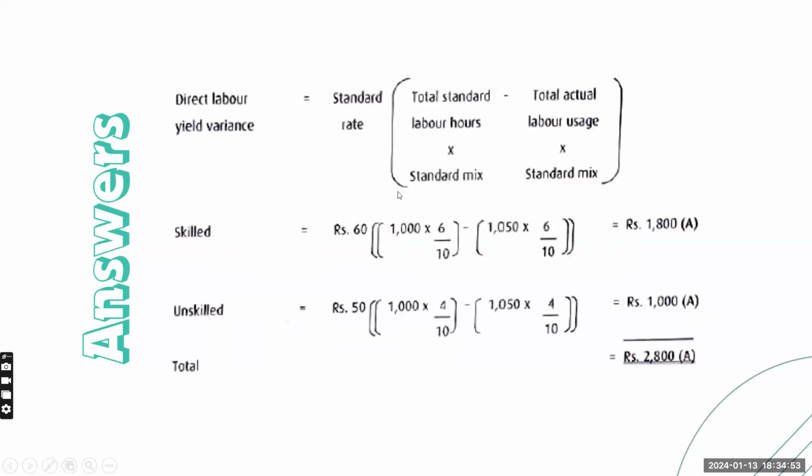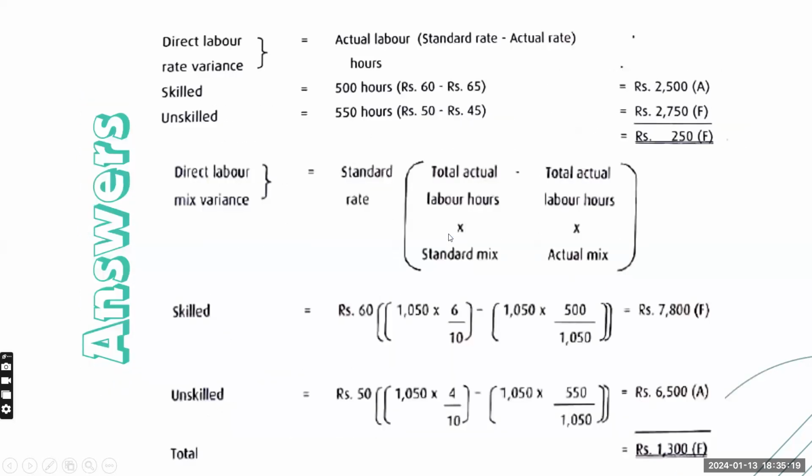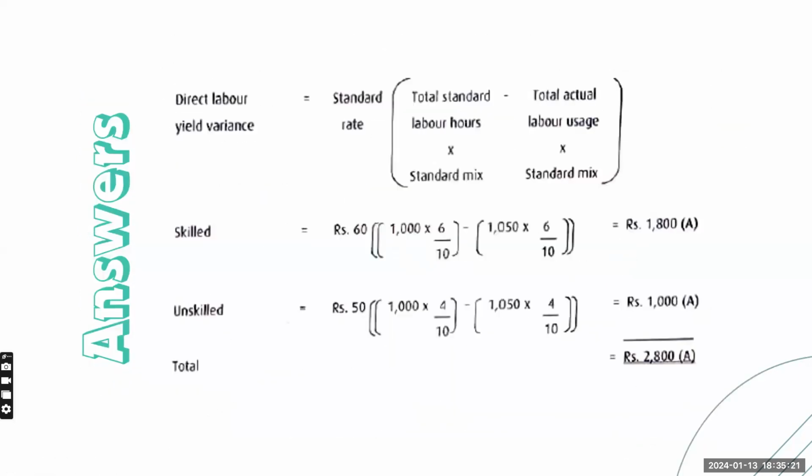Then we have the direct labor yield variance. Under this, we are talking about the change in the usage. First, standard rate. How did we get 1000 here? It is the standard labor hours into actual production. The standard labor hour requirement is total 6 plus 4, 10. How many units? 100 units. 10 into 100, 1000. Multiplied by 6/10, and 1050 is the actual, multiplied by 6/10. Same way for unskilled labor as well. Then you get the net impact. Hope it's clear.